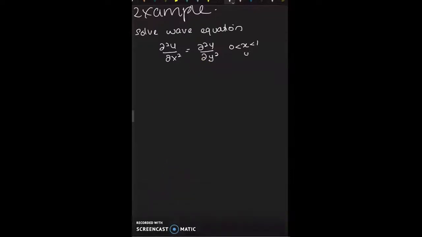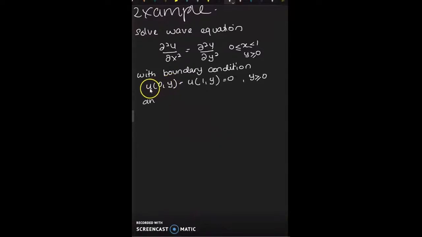Solve the wave equation: del squared u over del x squared equals del squared u over del y squared. It seems like parabolic, but there is a negative if I bring y to the right-hand side. The y is increasing from 0, 0.5, to 1.0. x is between 0, 0.2, 0.4, 0.6, 0.8, and so on.